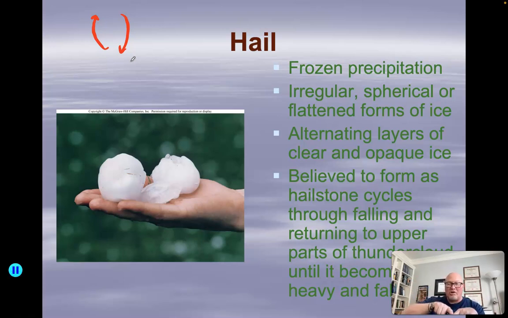Well, these balls of ice go up, they come down, they gather more, they go up, they gather more water, it freezes, and you get a bigger ball. It goes back up and it comes back down, and you get a bigger ball. And that continues to happen until the ball of ice is too heavy to get pushed back up by the thundercloud, and it simply falls as hail.